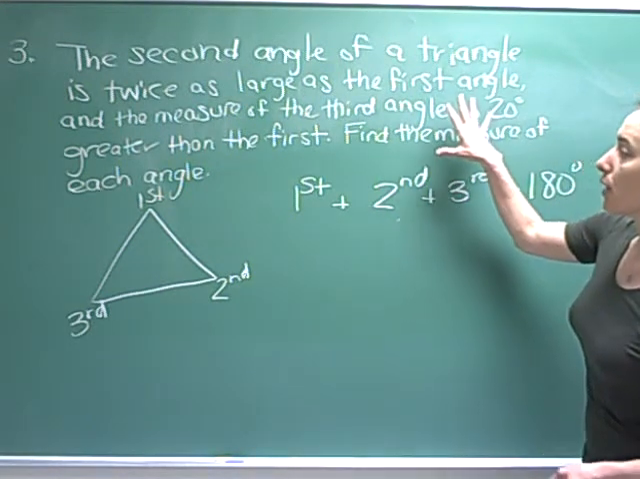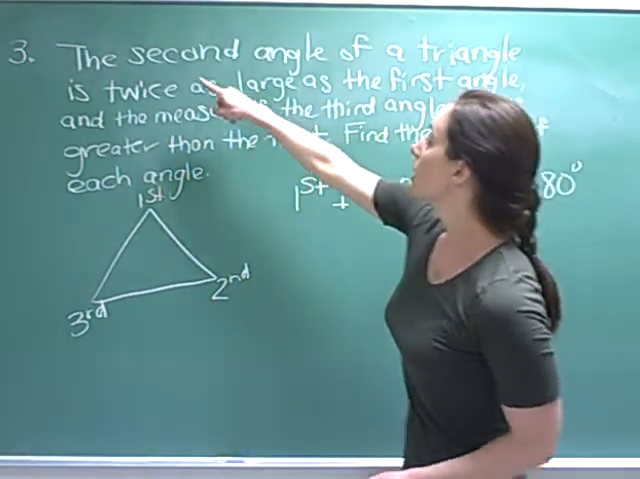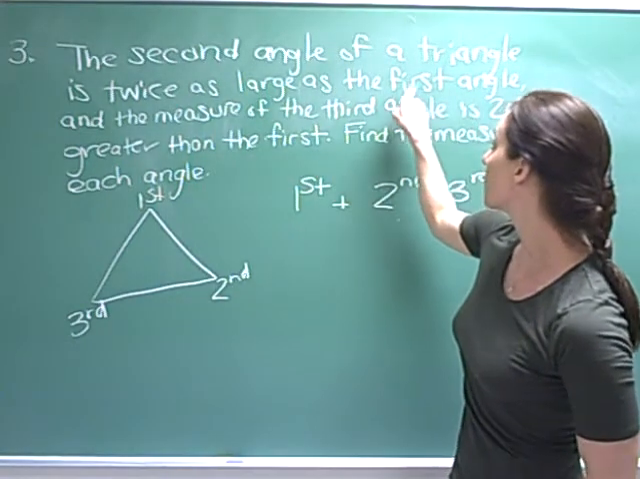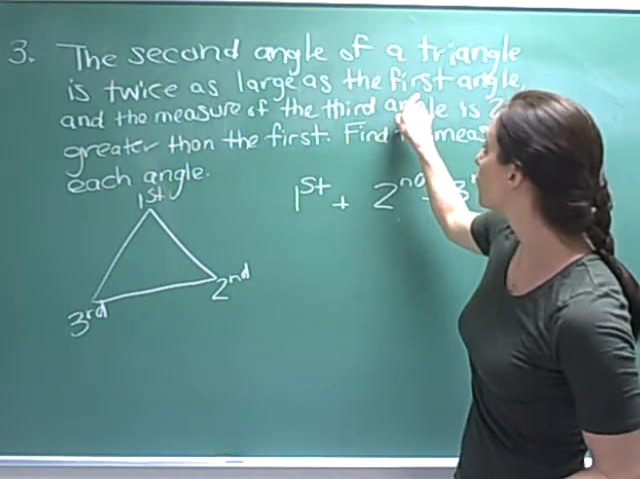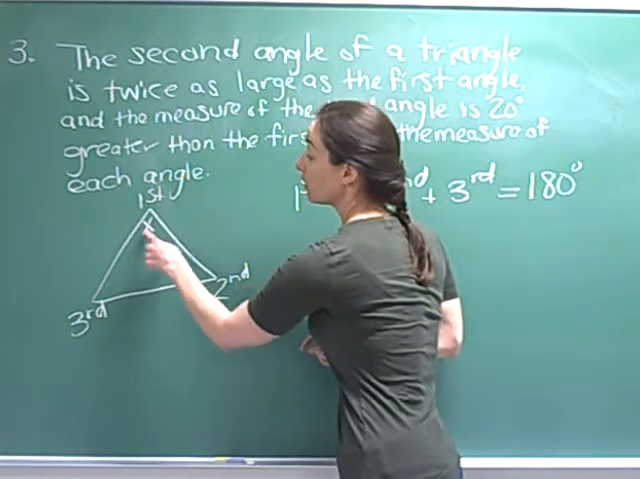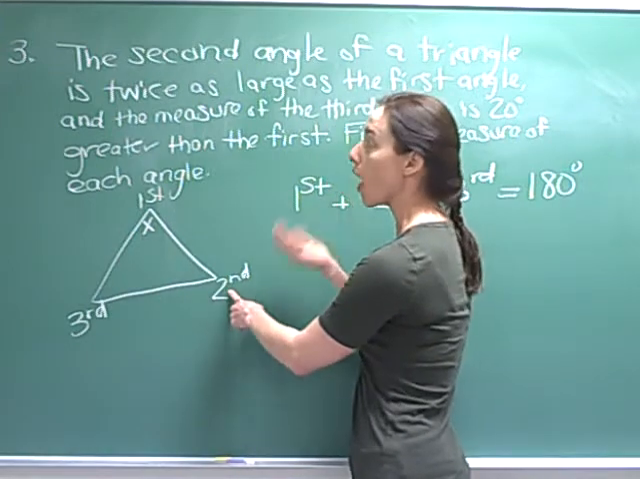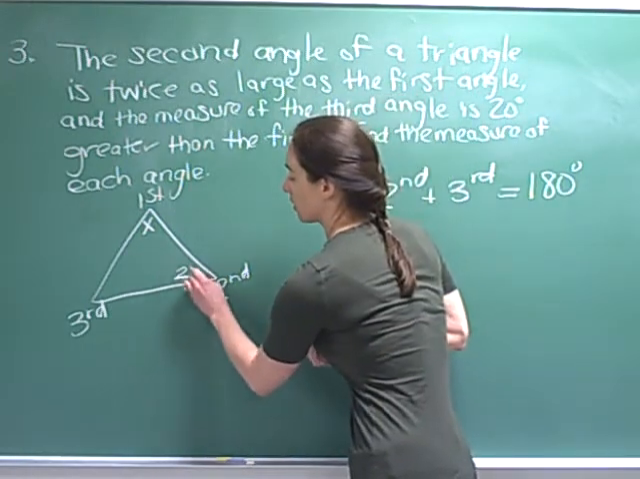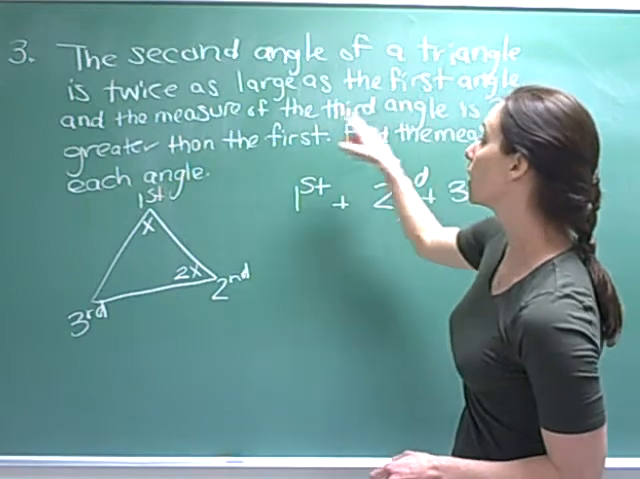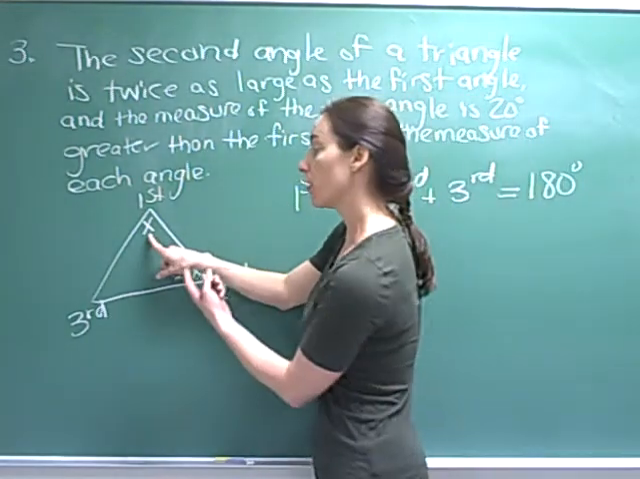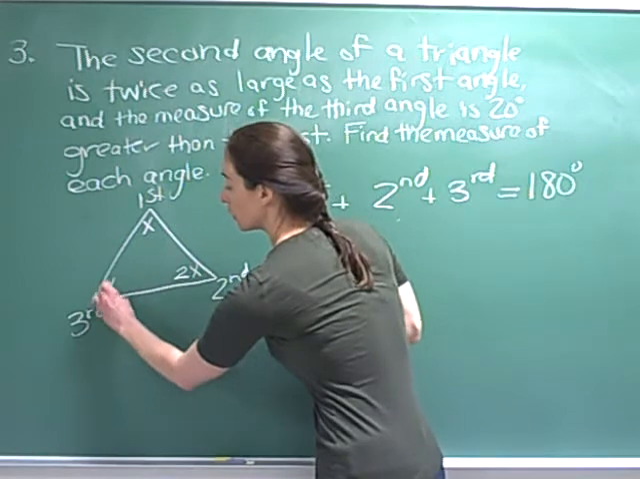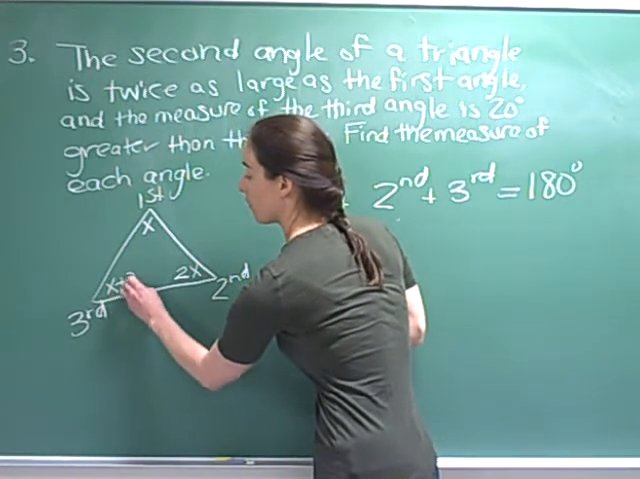So let's reread our clues about the different angles in this triangle. It tells me that the second angle, so this guy down here, is twice as large as the first angle. But I don't know the first angle. So I'm going to put an X to indicate that I don't know the measurement of that first angle. But if the measurement is X and the second angle is twice as large, it's going to be 2X. Then it tells me that the measure of the third angle is 20 greater than the first. So again, I don't know what the first one is, so I put an X, but the third is 20 more than that amount. So whatever the first is, which is X, I'm going to add 20 to that.